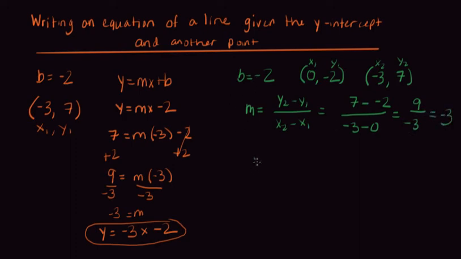And now we can just go ahead and plug this back into y equals mx plus b. Now we know m is negative 3, so y equals negative 3x, and then we already knew b, so that's minus 2. So either way, whichever way you feel is easier for you, go ahead and do it that way. But those are both ways of finding the equation of a line given the y-intercept and another point.